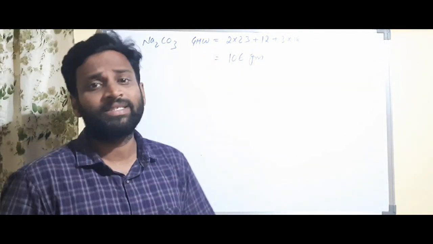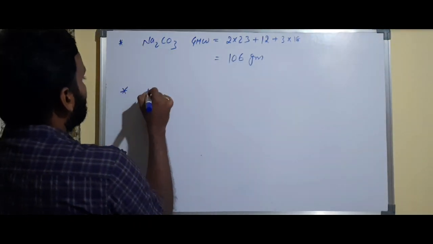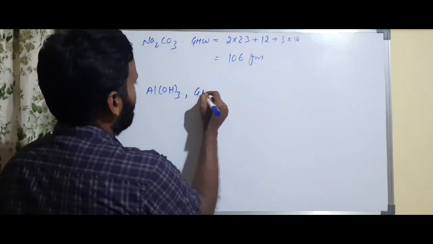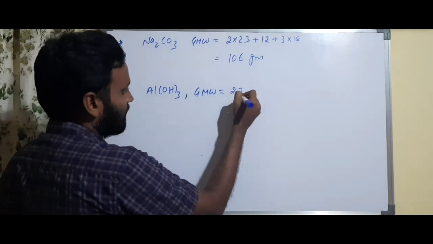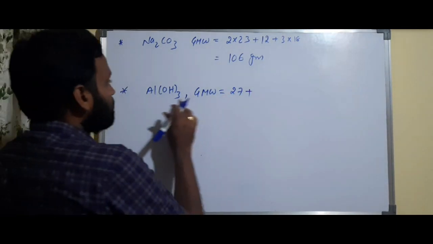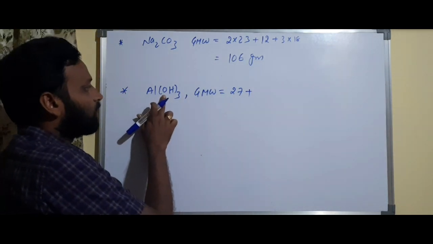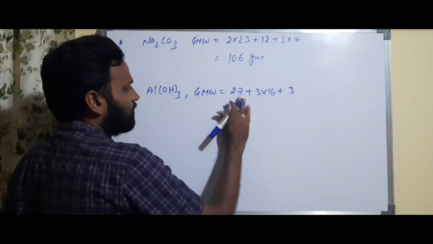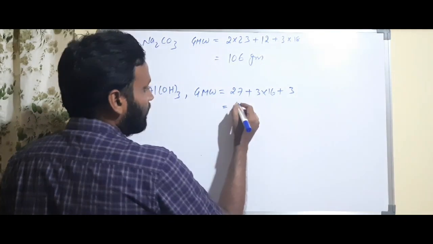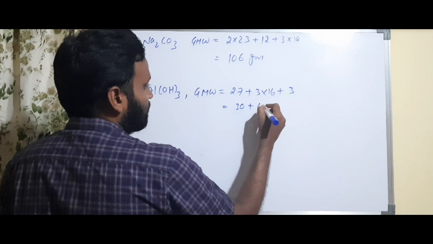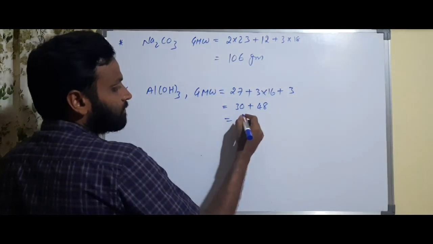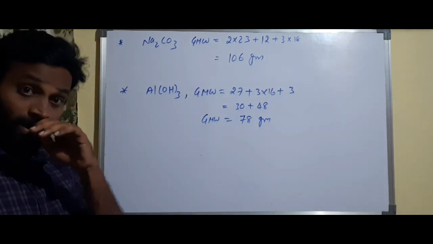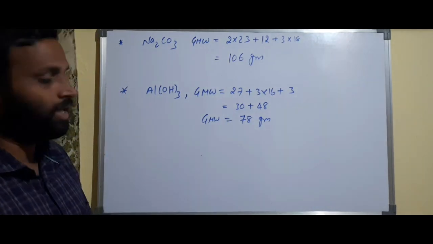If you know atomic weights, molecular weights are very simple. Suppose you want aluminium hydroxide, Al(OH)3. The gram molecular weight equals aluminium atomic weight 27, plus oxygens. Don't consider one oxygen: OH thrice means 3 oxygens, so 3 into 16, which is 48, plus 3 hydrogens. 27 plus 3 is 30, plus 48 gives 78. So 78 grams is the gram molecular weight of Al(OH)3.